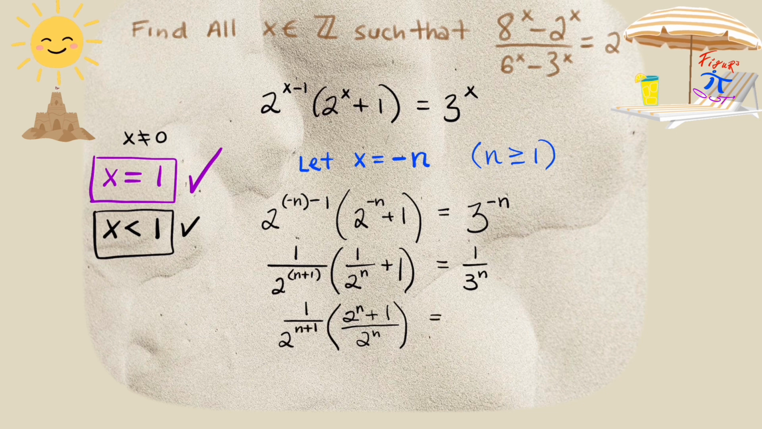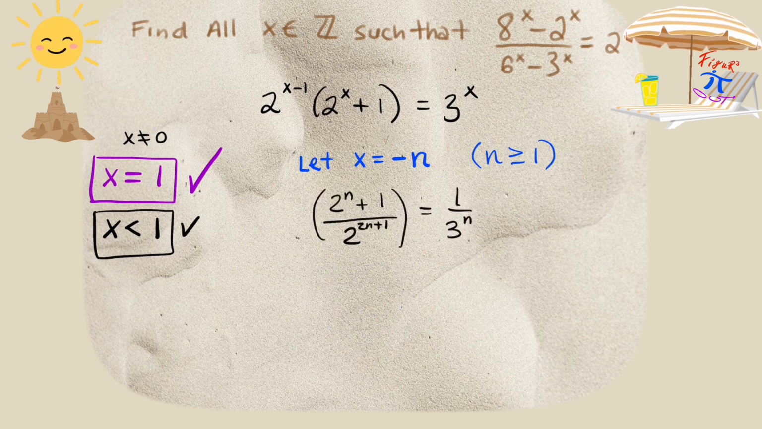Now we can clean some things up here using the rules of exponents. So on the left-hand side of our equation, we'll get 2 to the n plus 1 over 2 raised to the 2n plus 1 is equal to 1 over 3 to the n.